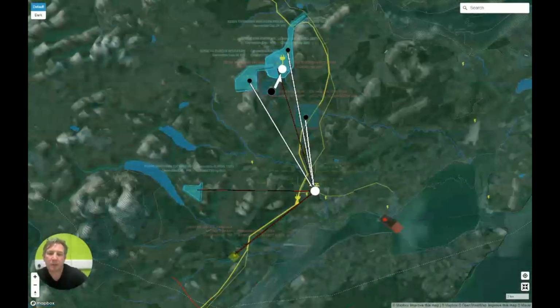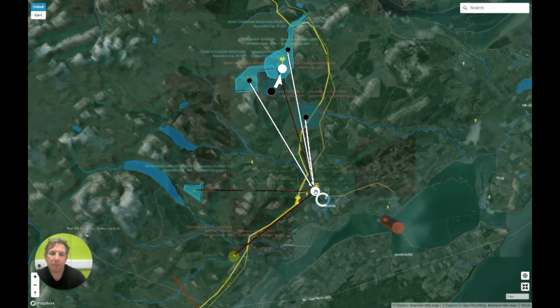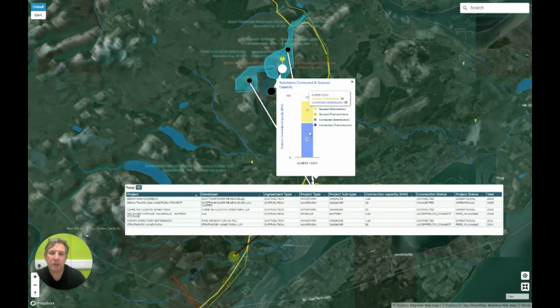And what we've done here is if you click on a substation, the visual that comes up is an aggregation of what's connected or queued to be connected, both at transmission and distribution level. And then below there's a little table again that summarises that information.